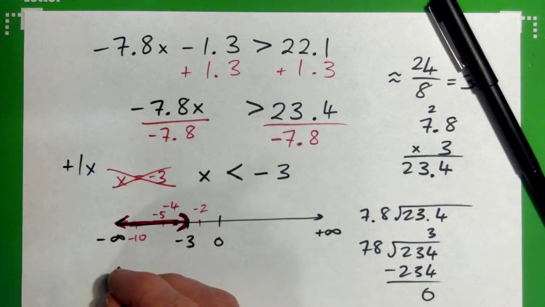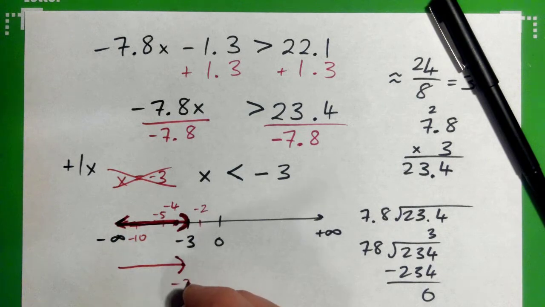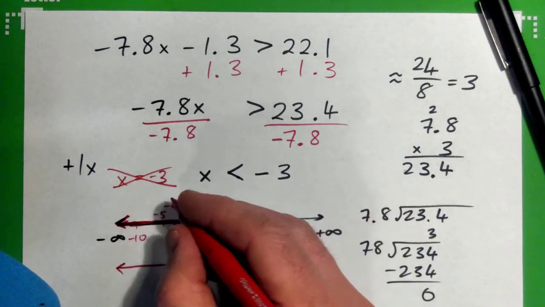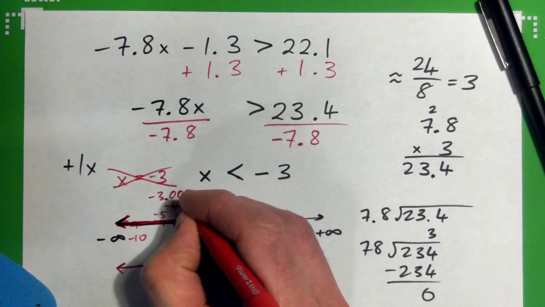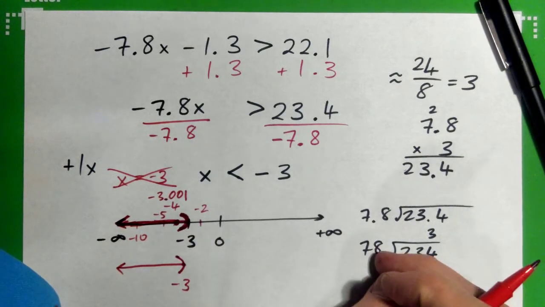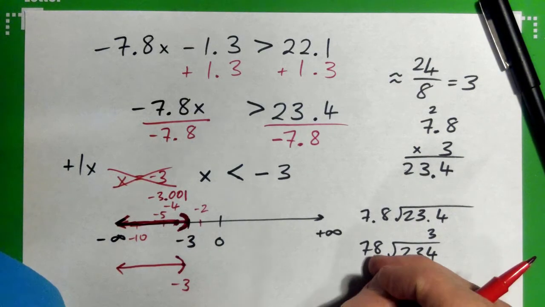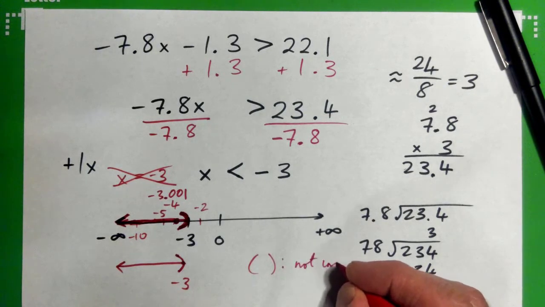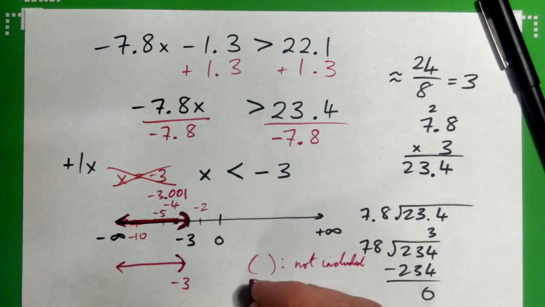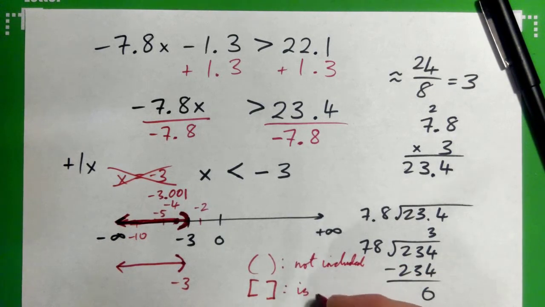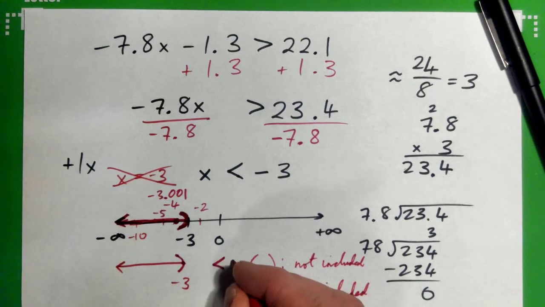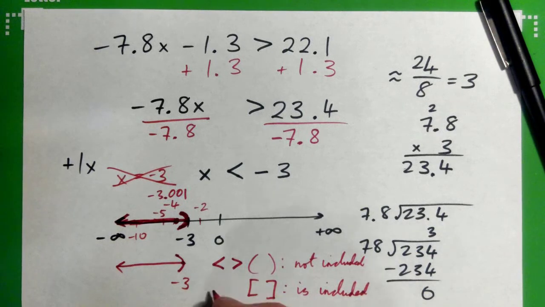All right. If it's less than negative 3, you can go as far as negative 3.001, but you will never actually get to negative 3. Okay? So parentheses is for when the number is not included in the set. And we use the square brackets for when something is included. So we use parentheses when we've got less than or greater than. We use square brackets when you have less than or equal to, or greater than or equal to.